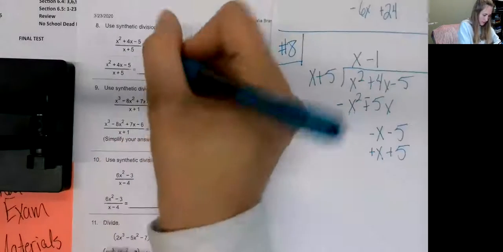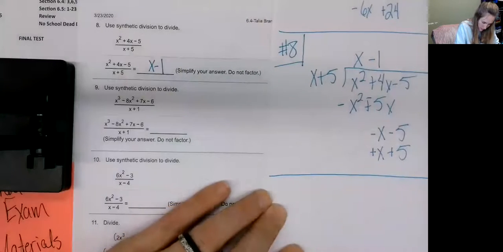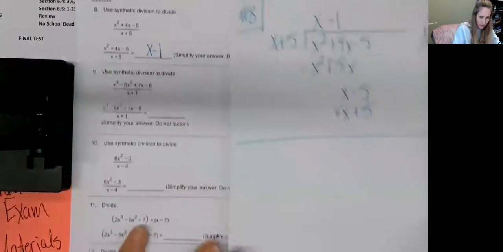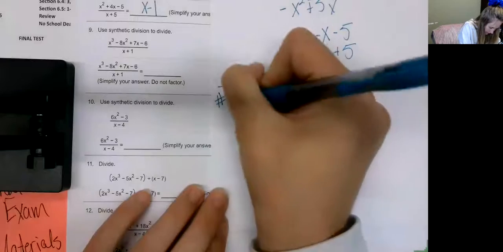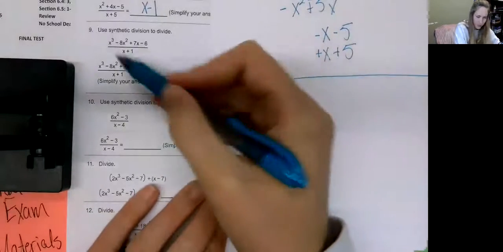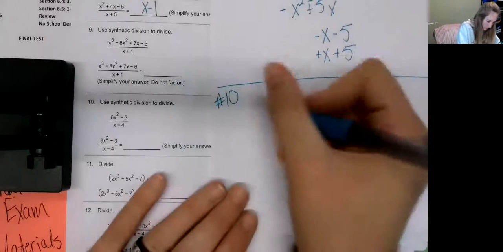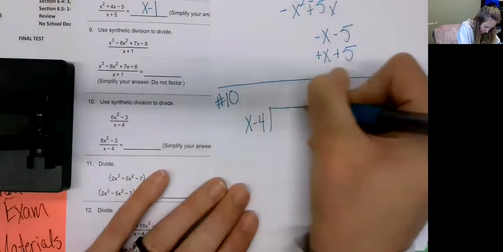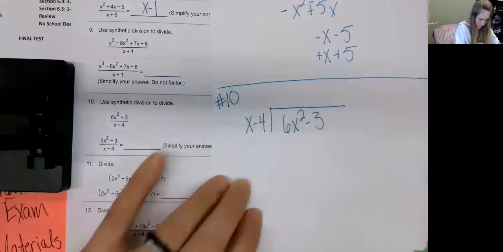Copy that down. And, oh man, mine's really big. I'm going to do number 10 first, since I only gave myself this much room. And I'll hop back and do 9 on another one because that's going to take up a little bit more room and I don't want to be smushed. So we have x subtract 4 and 6x squared subtract 3.